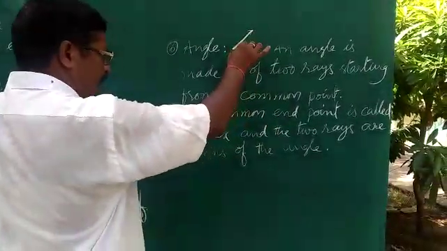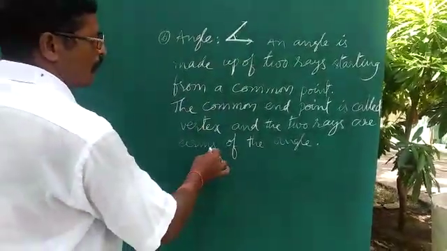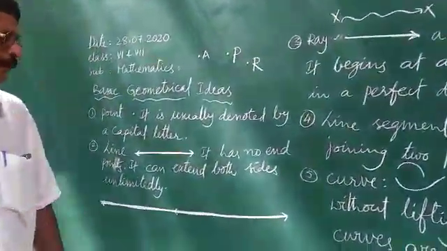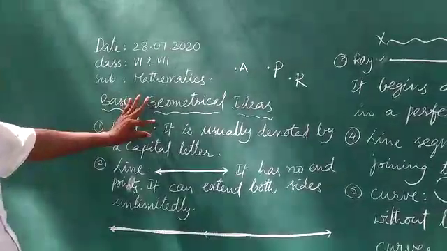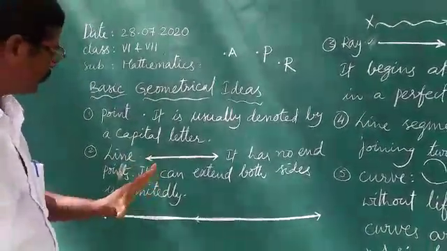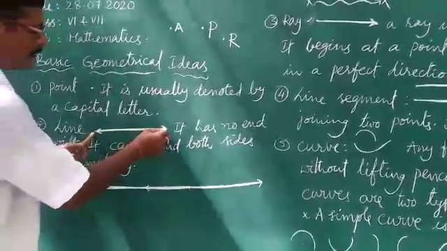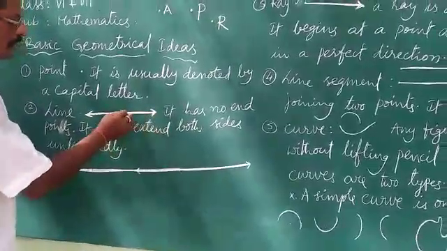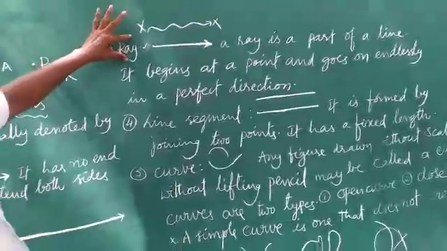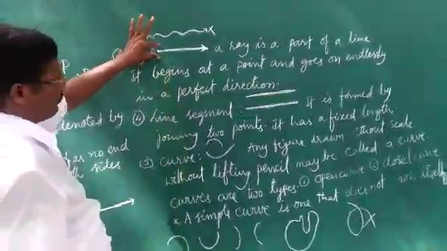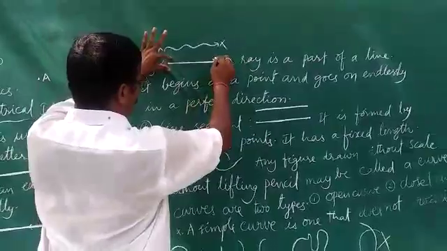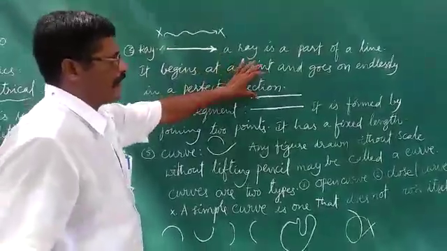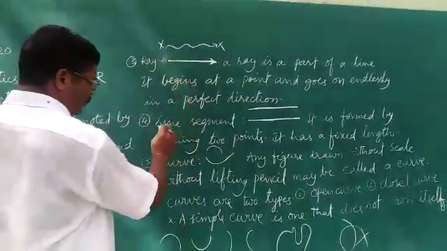This is the angle. These are the arms of the angle. Once again, see the difference carefully. Point is okay. Mainly, a line has no endpoints. It has only arrow marks, so this is called a line. A ray starts from a point, so it has one endpoint, and extends in a perfect direction endlessly. This is the ray.